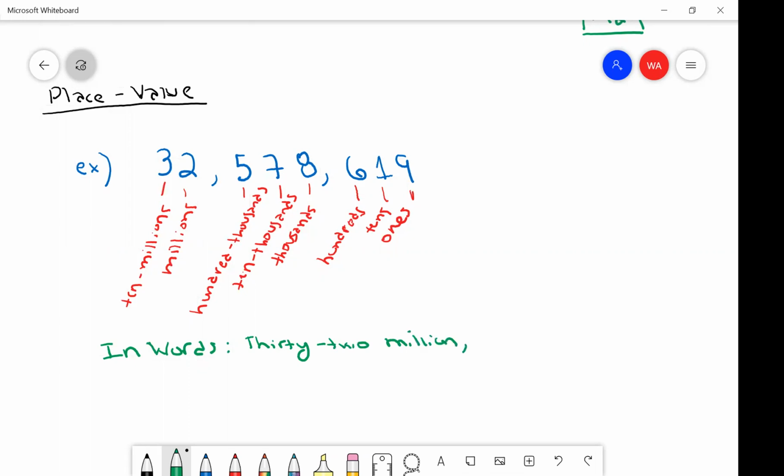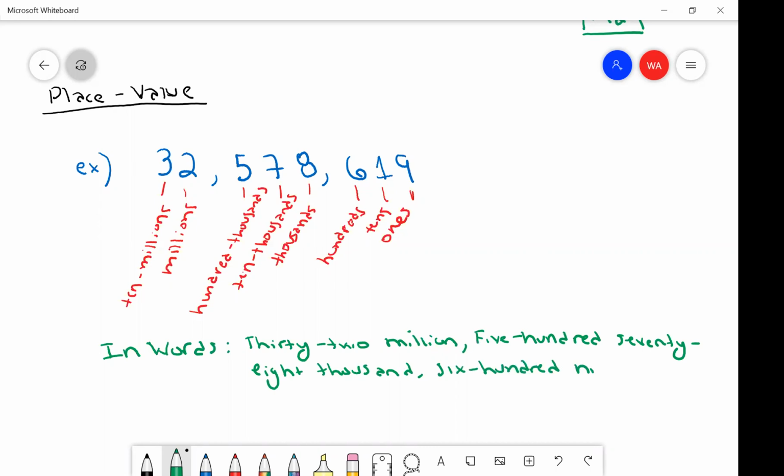And then the next group is the thousands place. So then we would say 500 and 78. I'm gonna run out of space, so I'll have to go down here. 78,000. And then the last number would be 619. So we use place value when we write words out.